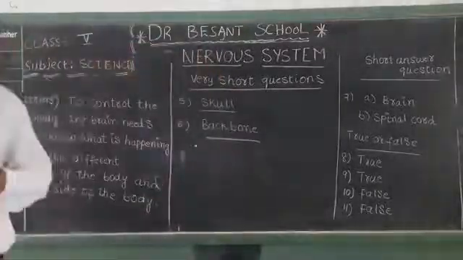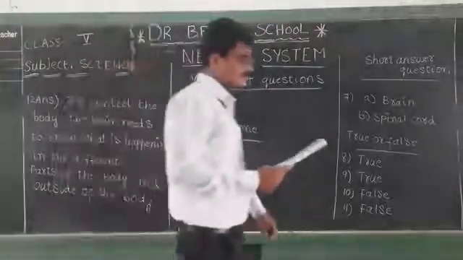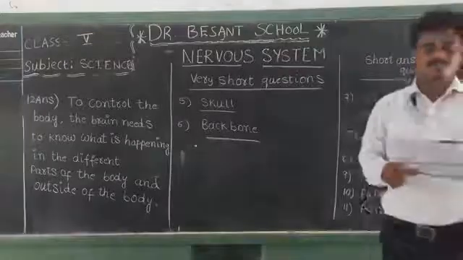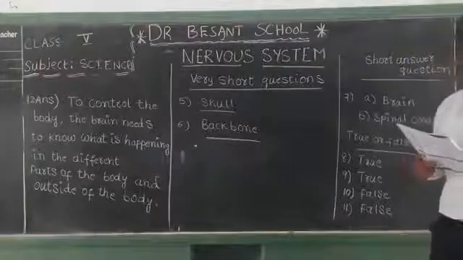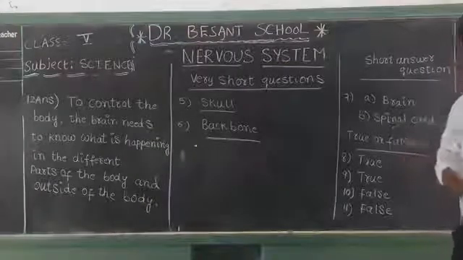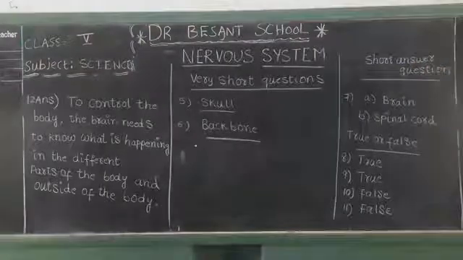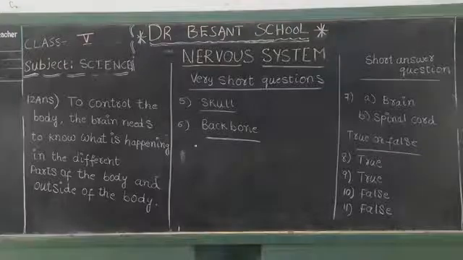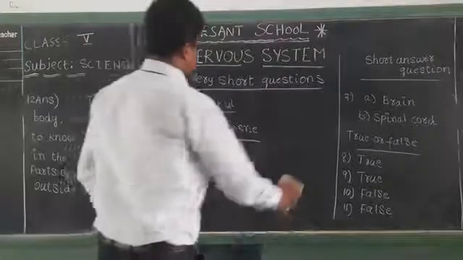Next, 13th question. Which parts of the nervous system help the brain in giving instructions to the organs? In the nervous system, two parts will help in giving instructions. What are they? Yes, nerves and spinal cord. The network of nerves and the spinal cord both help in giving instructions to the organs. Note it down, children.